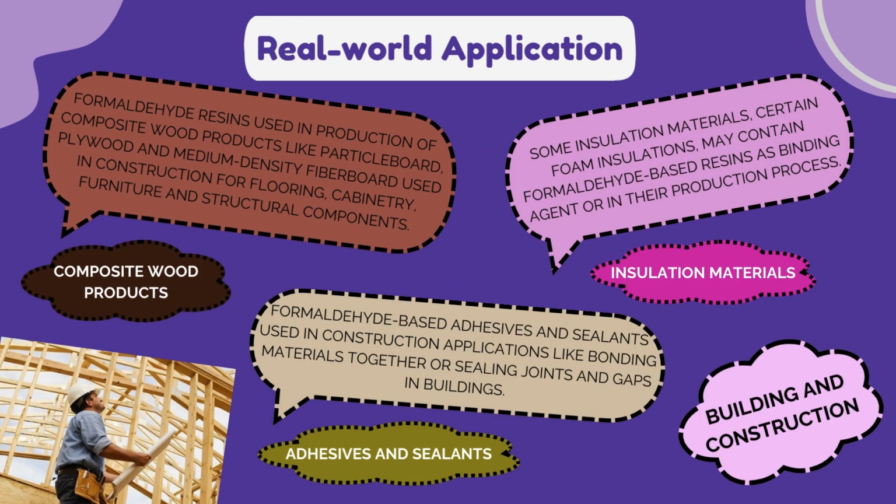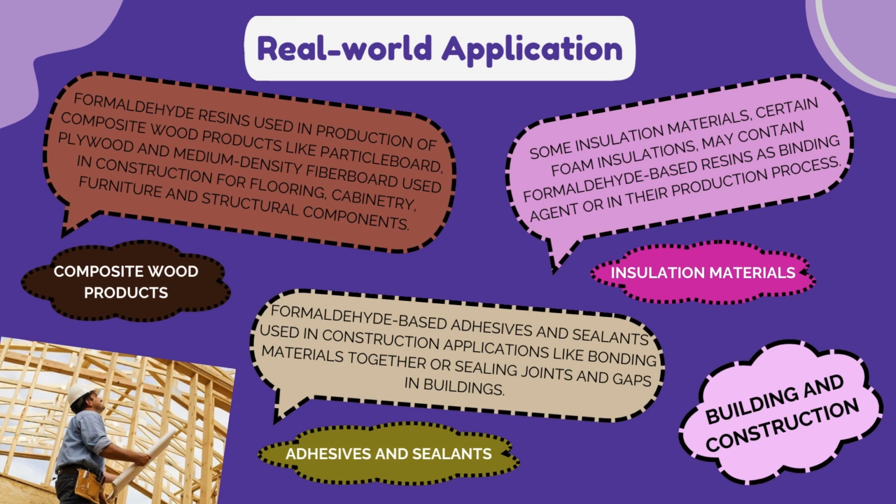Now, let's look at the second part, which is building and construction. The first application that I'm going to highlight here is that formaldehyde is used for composite wood products. For example, formaldehyde resins are commonly used in the production of composite wood products like particle board, plywood, and medium density fiberboard used in construction for flooring, cabinetry, furniture, and structural components.